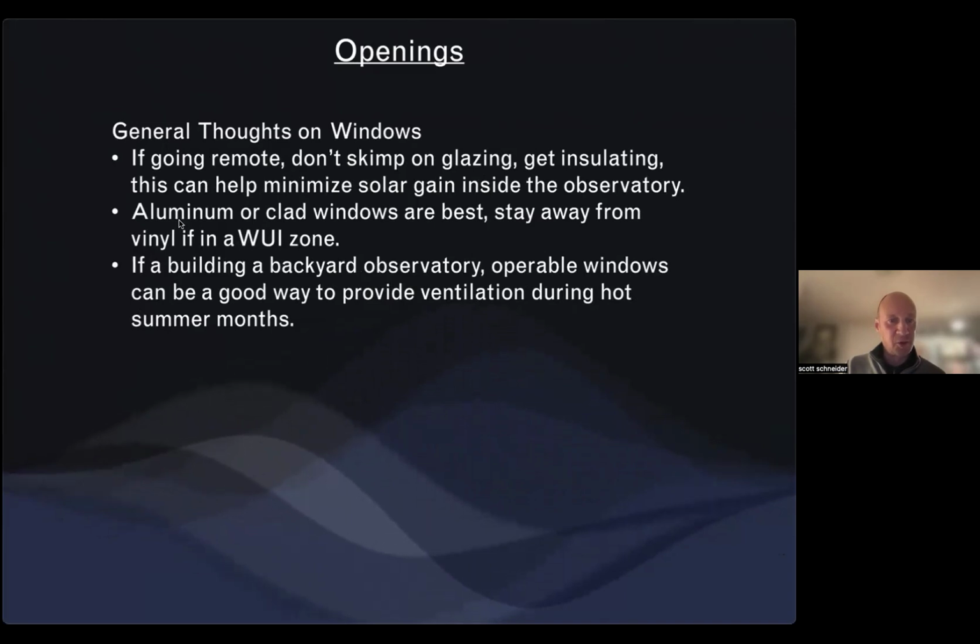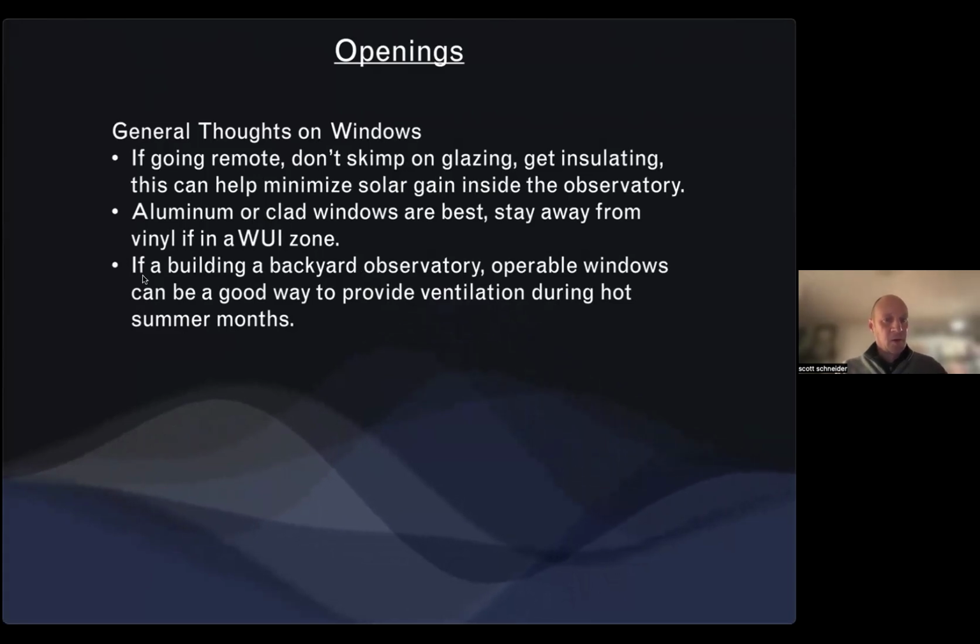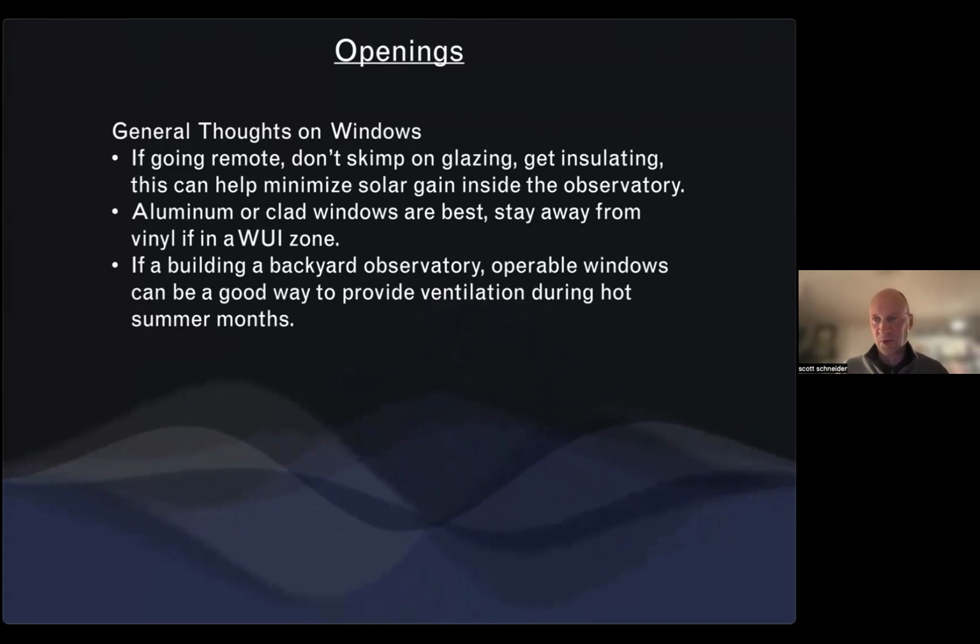I would get aluminum or clad, like wood aluminum clad windows, as opposed to vinyl, especially if you are in a WUI zone, because vinyl can catch fire more quickly than aluminum can. If you're building a backyard observatory and you want a window, they're great because you can open the window in the summer for ventilation.